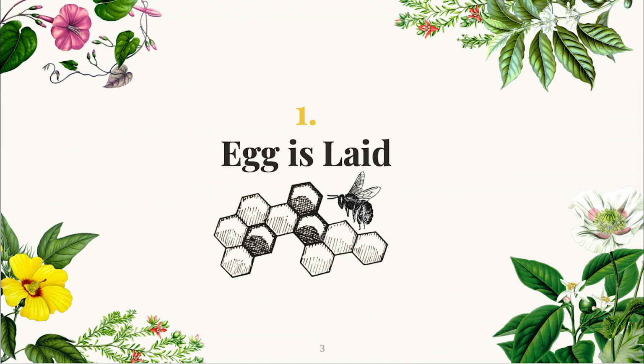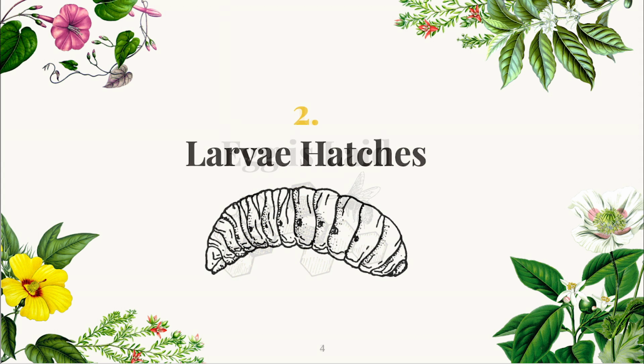The first step in a bee's life cycle happens when the queen lays her eggs. She decides whether to lay fertilized eggs, which results in female bees, or unfertilized eggs, which result in male bees. A queen bee can lay up to 1,500 eggs during her peak reproduction.